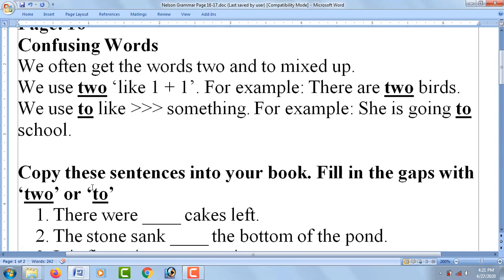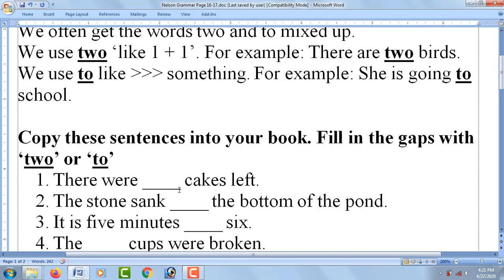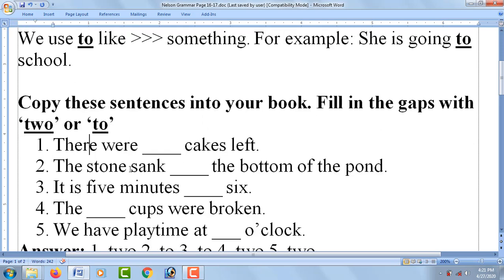On this page 16, there is a fill in the gaps. The instruction is: copy these sentences into your book and fill in the gaps with TWO or TO. For our guardians, I want to say that when we find nouns with s, es or ies, we generally use TWO before them.